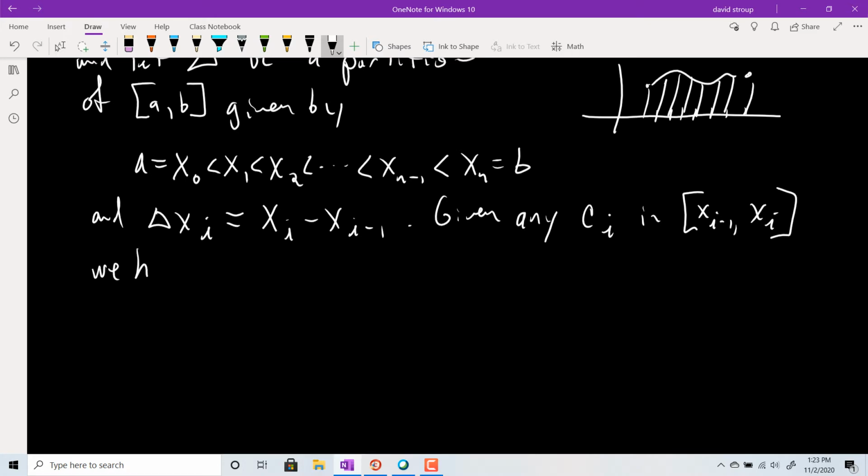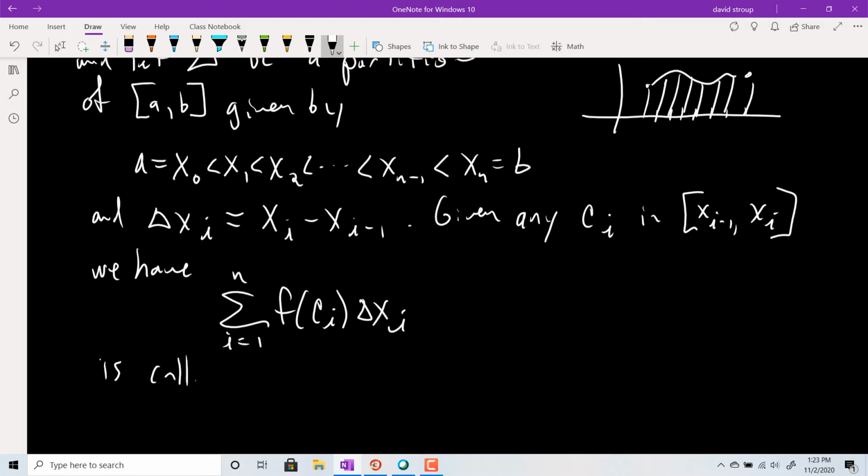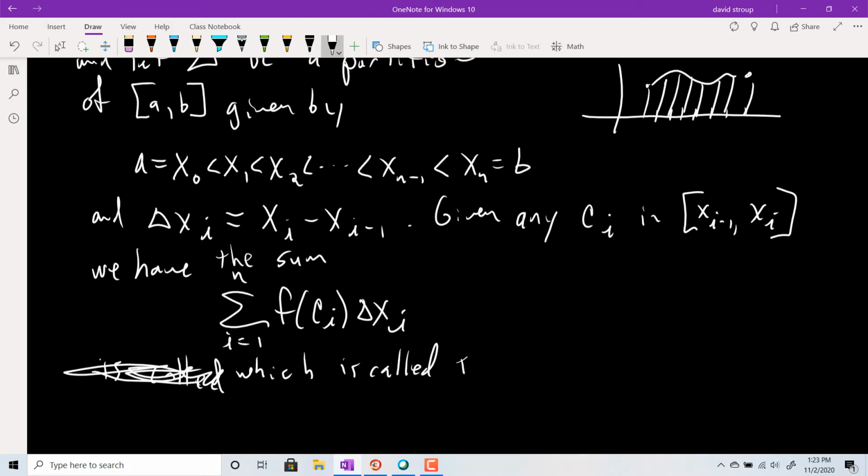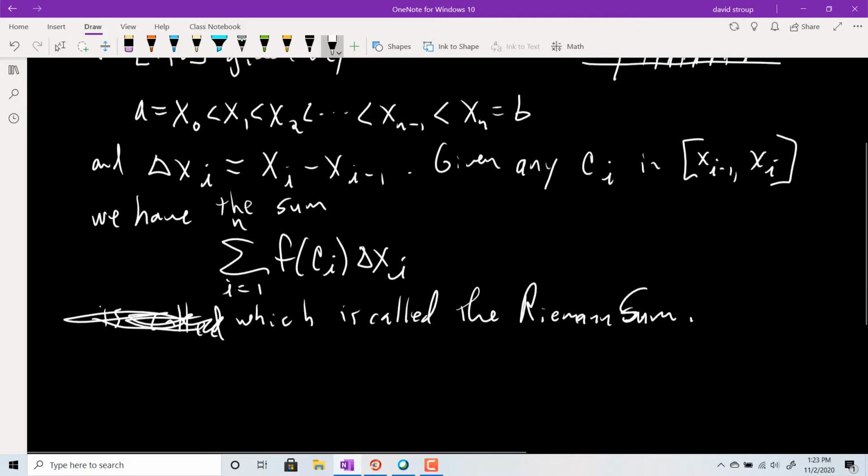We have the sum of f of c sub i times change in x sub i, from i equals 1 to n. That thing is your Riemann sum. So we have the sum, which is called the Riemann sum. Okay, great.